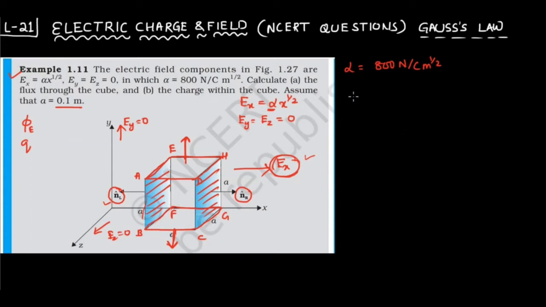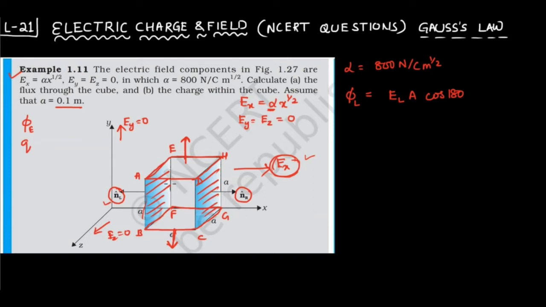Now we have to calculate the electric flux through the left surface, phi L. That is equal to the electric field at the left surface into the area of the left surface into cos 180, because we know that electric flux is given by E dot A, the electric field dot the area vector, or E into A into cos theta.